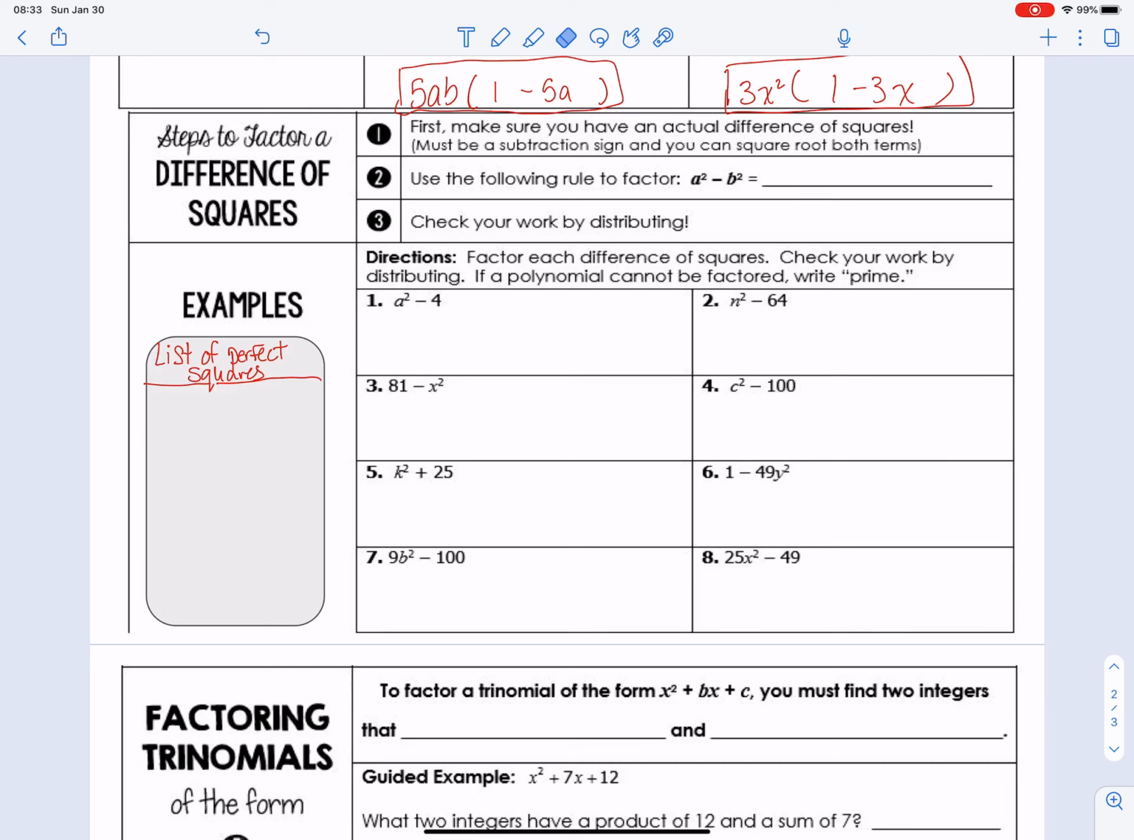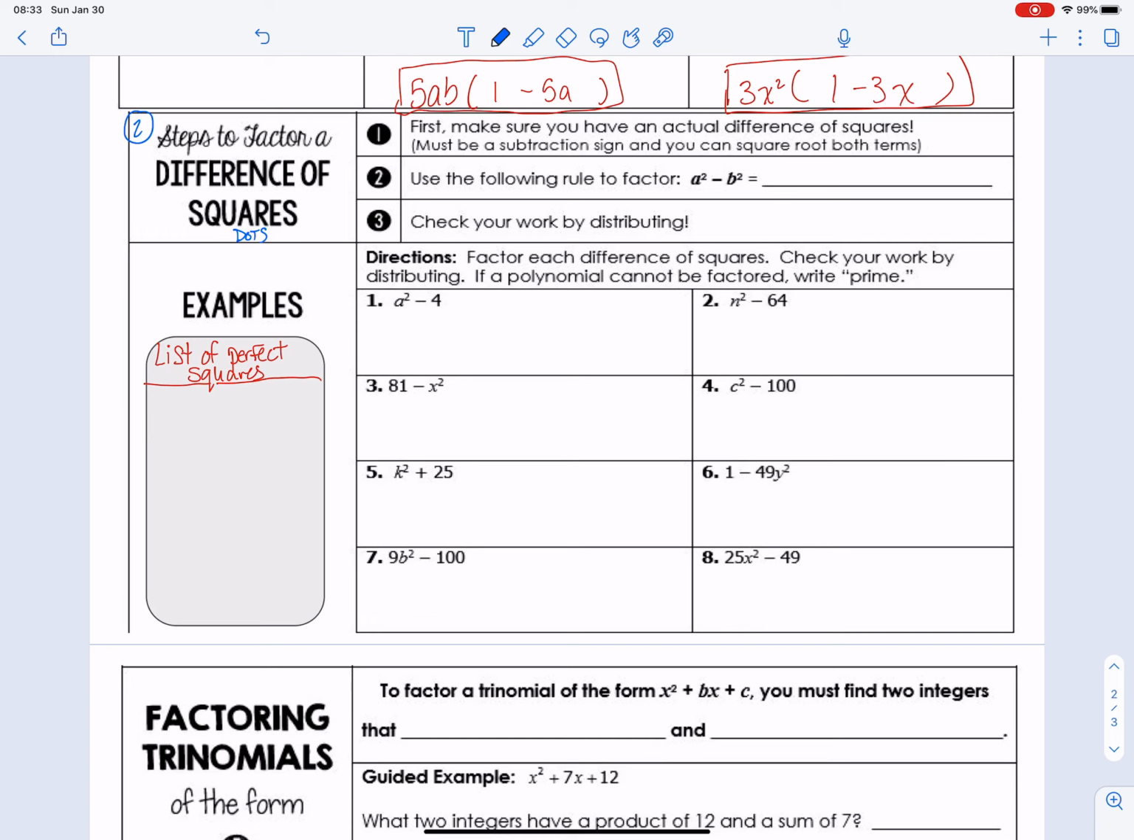Hello, so today we're going to learn our next method, which is steps to factor using difference of perfect squares. Sometimes this is referred to as DOTS. The reason that we need this method is because sometimes we might look at a polynomial like number 1, a squared minus 4, and realize that there's no GCF there. So there's different methods we could use to create equivalent expressions.